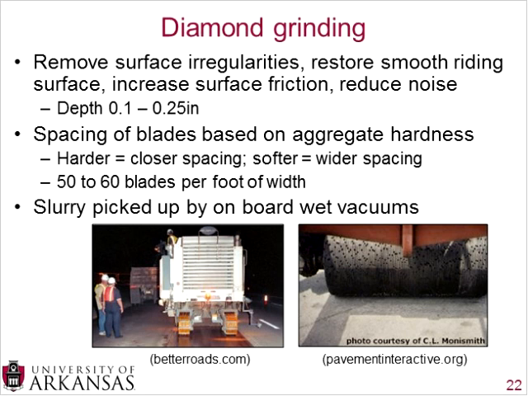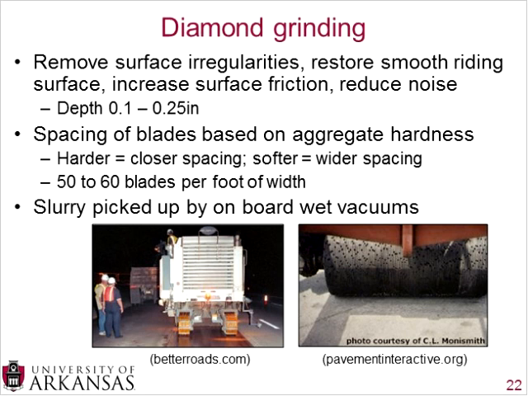So when we're talking about spacing, closer versus wider spacing, typically we're looking at a window of 50 to 60 blades per foot of width. So these are very, very narrow blades, and there's 50 to 60 of them per foot.